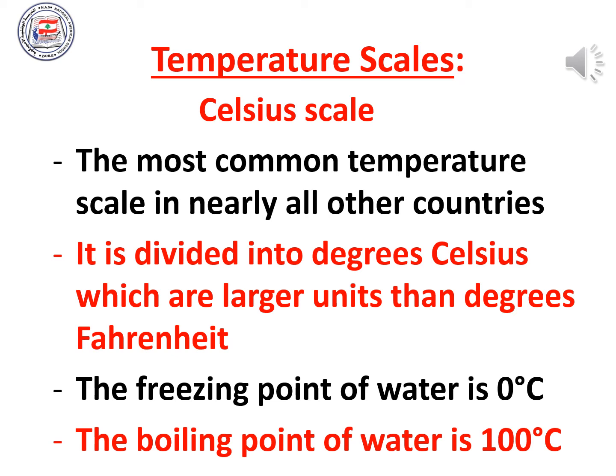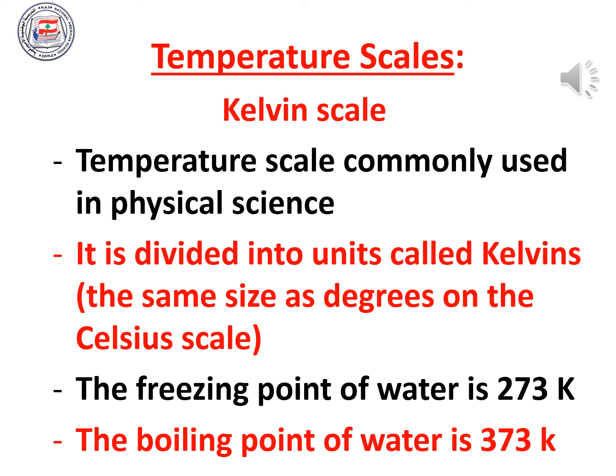So the units of Celsius degrees are larger than the units of Fahrenheit degrees. This is why the freezing point of water is 0 degrees on the Celsius scale and it is 32 degrees on the Fahrenheit scale. The third and final scale that we are going to talk about is the Kelvin scale.